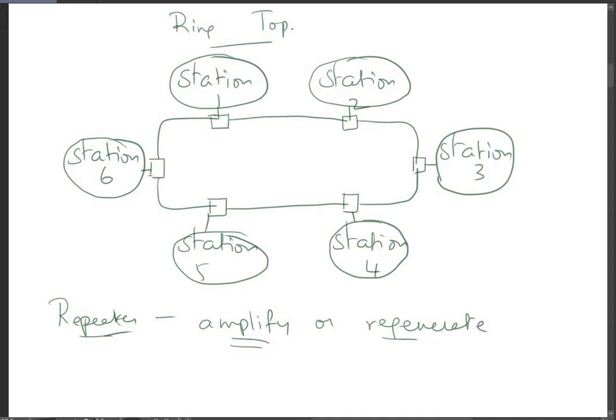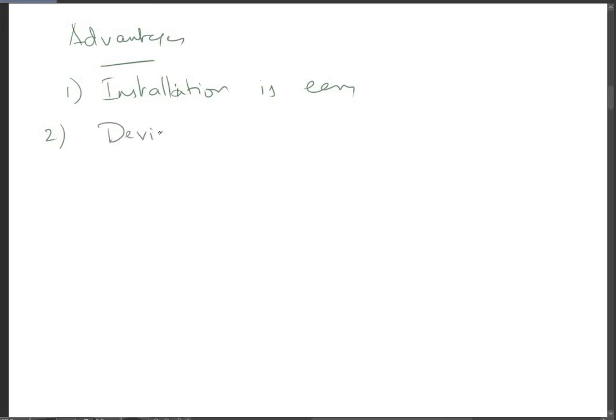We'll see some of the advantages of this ring topology. The first advantage is it is very easy to install. Then we can see every device is linked. Every device is connected to only its immediate neighbors on both sides of it.